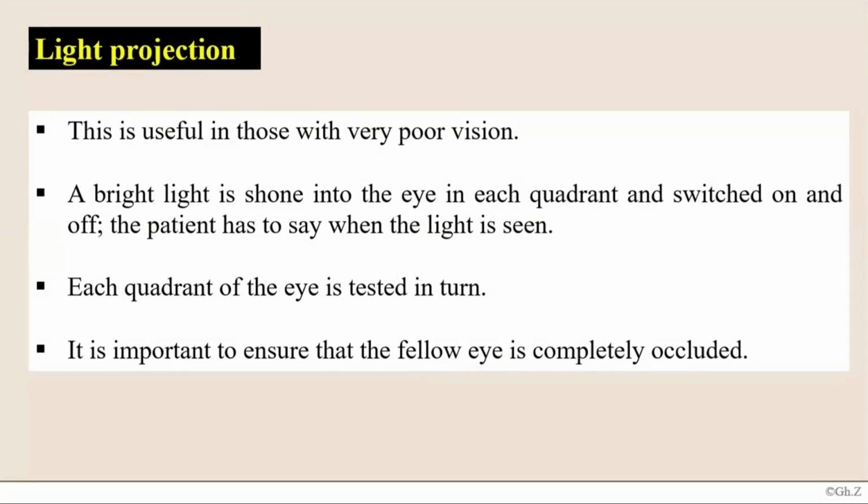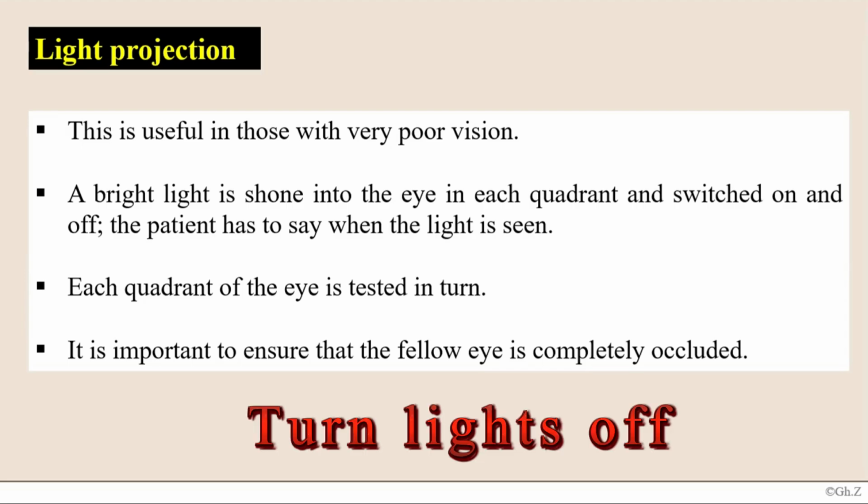A bright light is shown into the eye in each quadrant and switched on and off. Be careful about the click. The patient may notice the click, the sound of switching on. The patient has to say when the light is seen, or the direction from which the light is coming. Each quadrant of the eye is tested in turn. It's important to ensure that the fellow eye is completely occluded. And again, I missed incorporating here, you have to turn the room lights off.